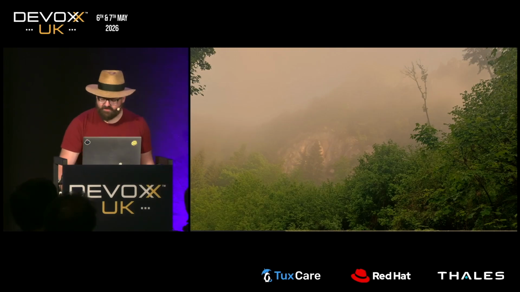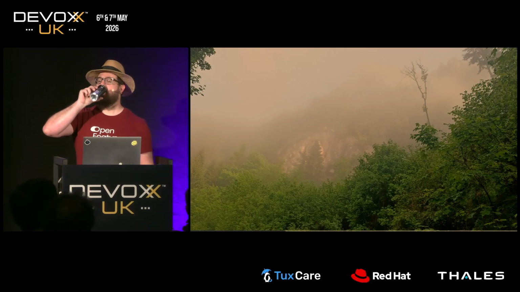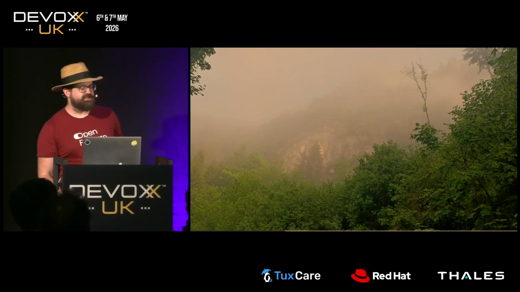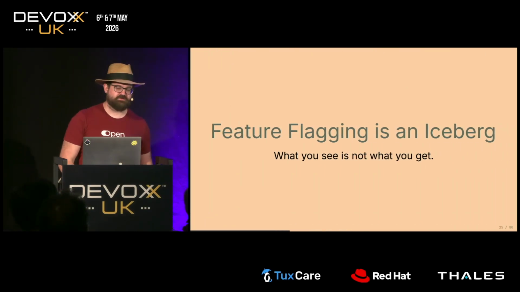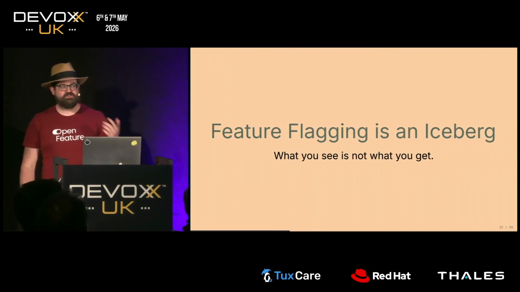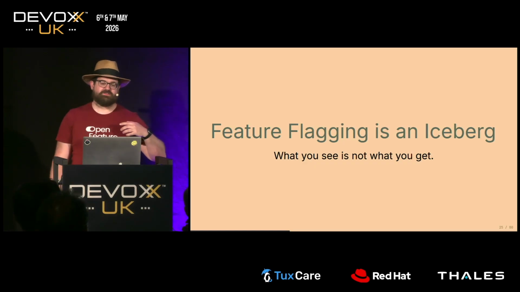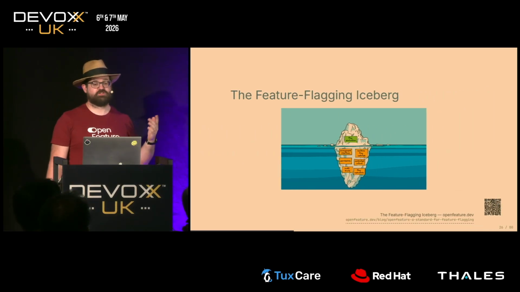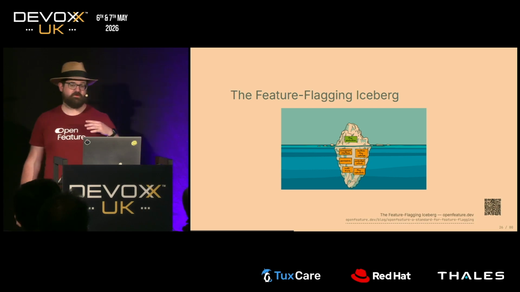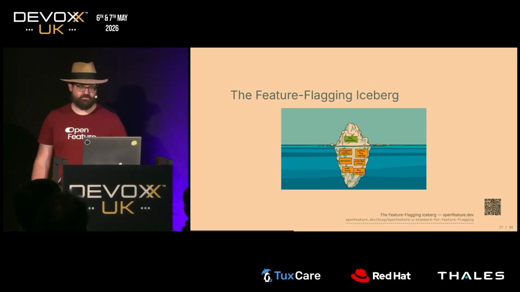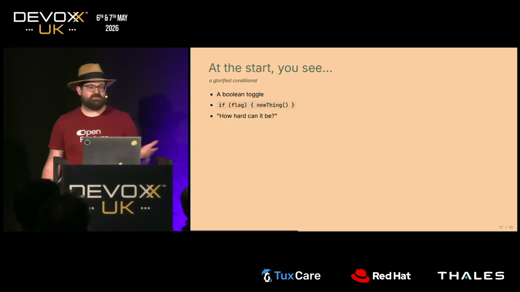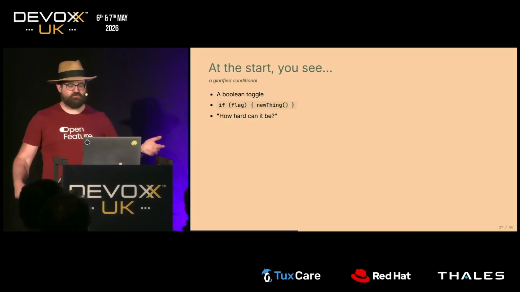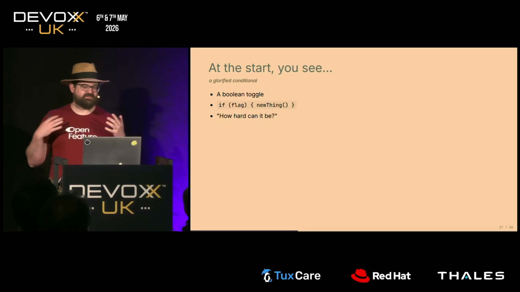So that brings me to the feature flagging iceberg, because a lot of people think feature flagging is quite easy. When you take a look at it on the surface, it's just flag evaluations, glorified if conditionals. But on the bottom, there are a lot of things piling up. So a Boolean toggle is easy. It's just if flag and then do the new thing. And that's not that complicated.